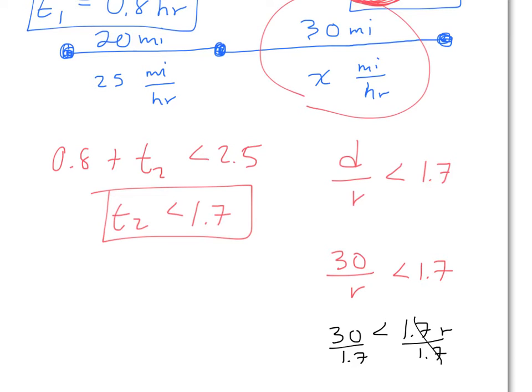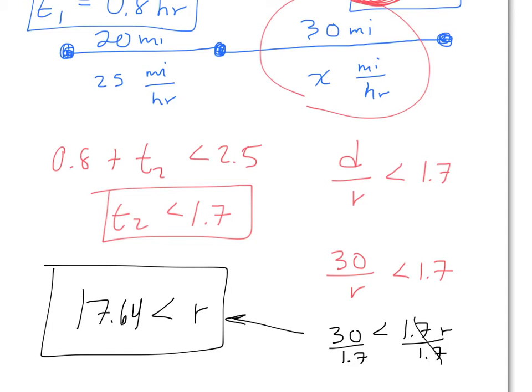Okay, so it turns out that the rate has to be, and we're going to read it backwards, the rate or the speed needs to be greater than whatever this quotient is. 30 over 1.7, which is 17.64. So the bike rider's speed needs to be at least 17.64, or greater than, rather, 17.64. Can't be equal to, it's got to be a little bit bigger.